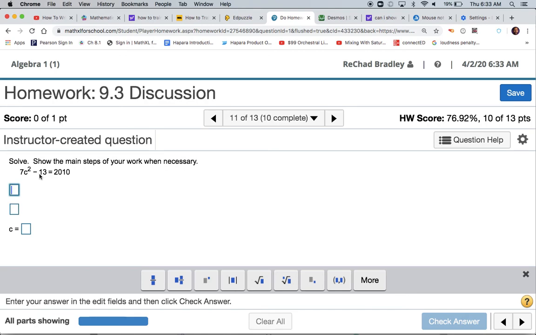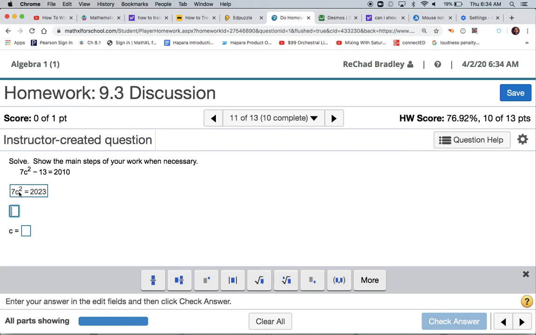Now you have evidence. 7c squared minus 13 equals 2010. Again, multiplication, exponent, addition, subtraction, that's the weakest. That goes first, so we're going to add 13 to both sides. That should be easy. 23. Tab again to move to the next box.